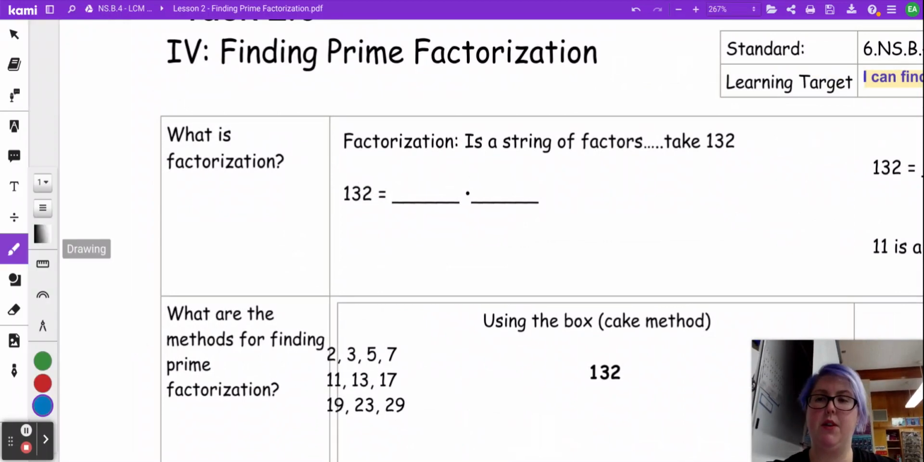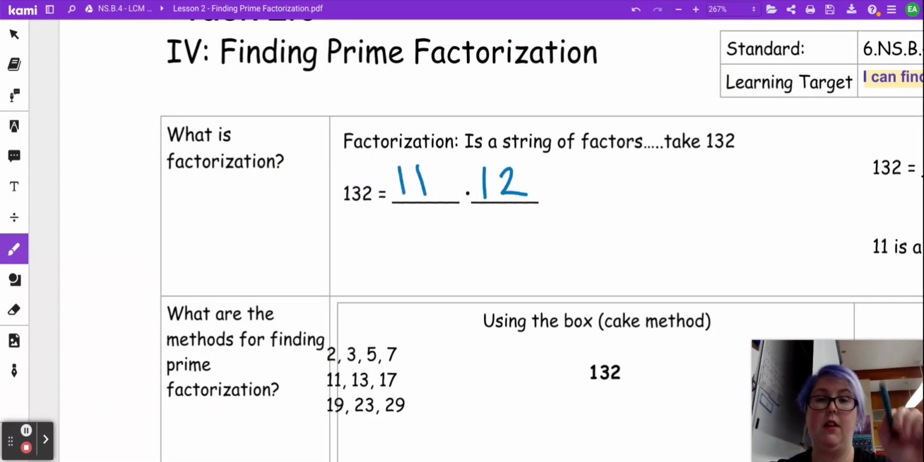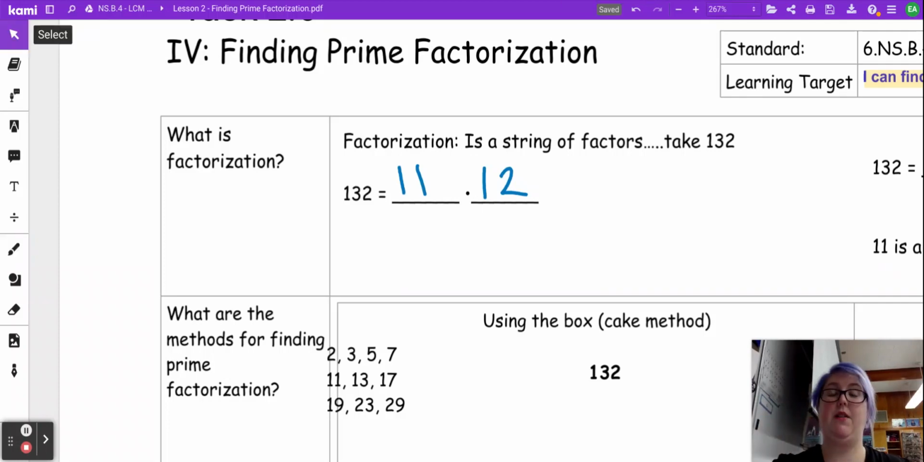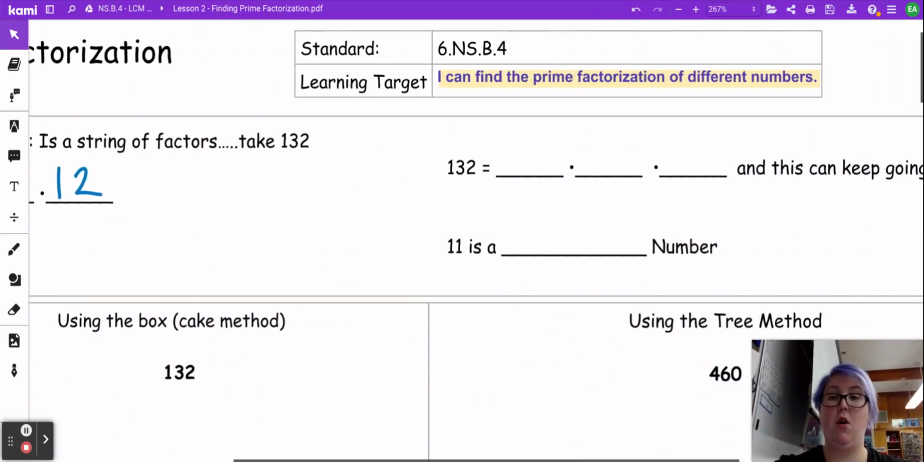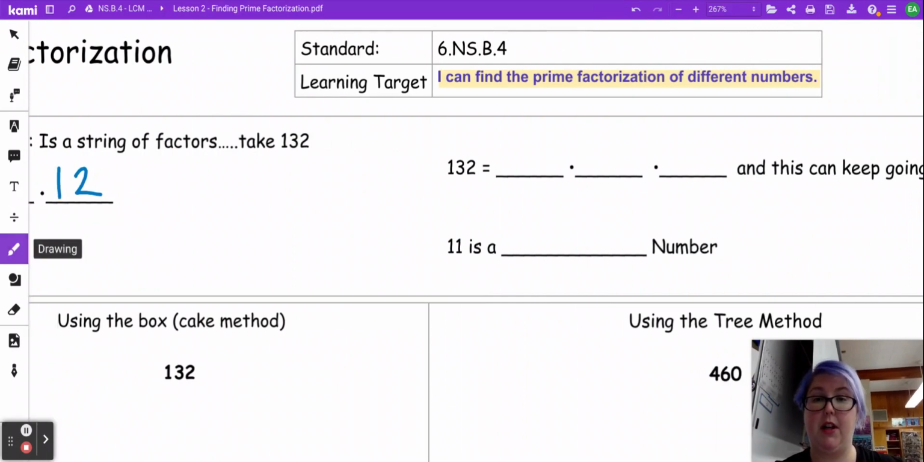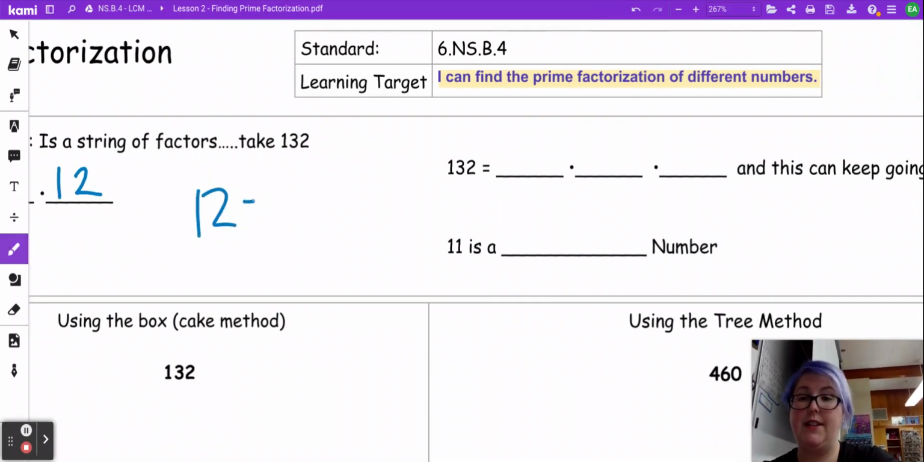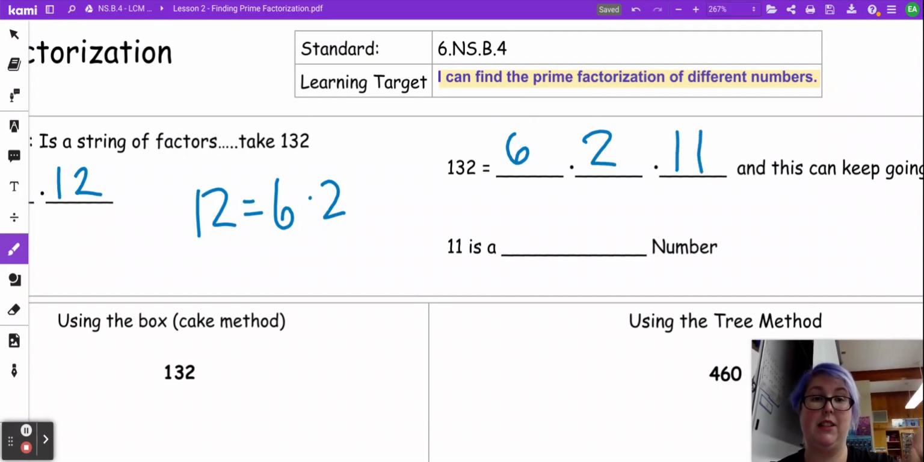So first, let's review. What in the heck is factorization? Remember, factors are just whole numbers that multiply together to make the product. So for example, with 132, we're just going to do 11 times 12 is 132. 11 and 12 are factors of 132. Now, we can break that 12 down further because we know 12 is the same as 6 times 2, right? So we can now write this as 6 times 2 times 11 is 132. And then we can keep going because we know 6 can be broken down further.